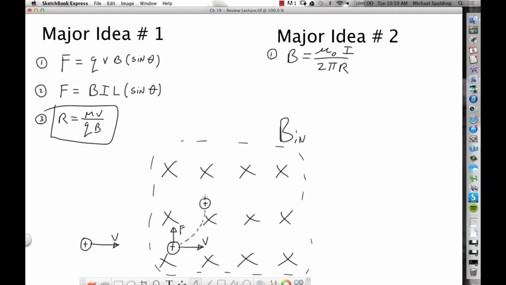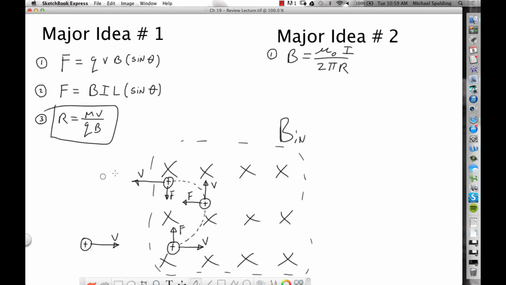So now the charge is here, and the velocity would be that way. Which way is the force now? Do right-hand rule again. The force is now that way, right? So what's the charge going to do? It's going to curve that way. Now the velocity is this way, so now the force is that way, right?